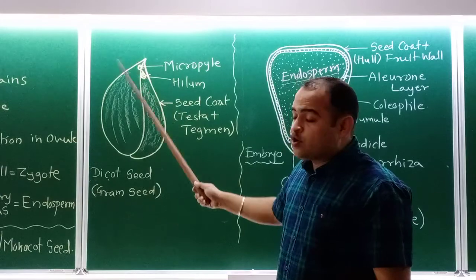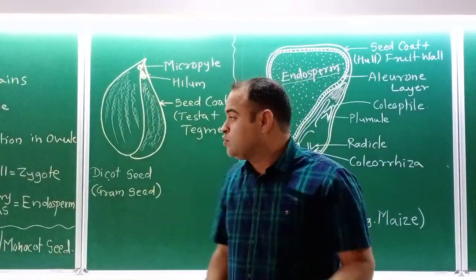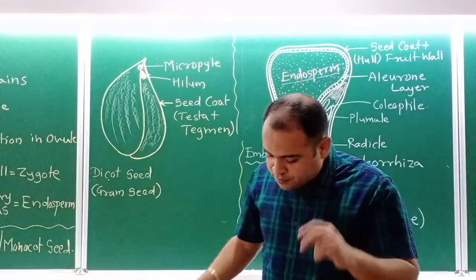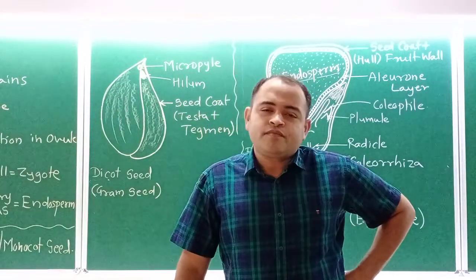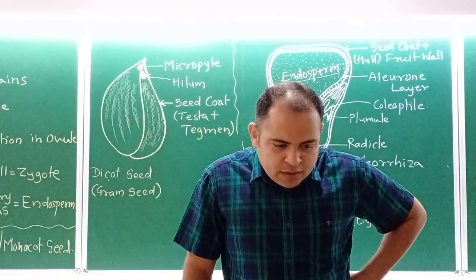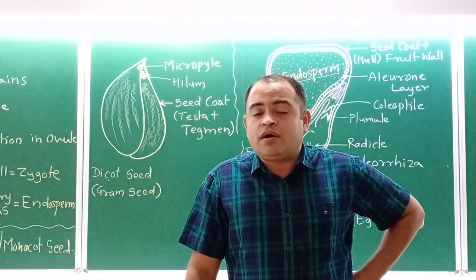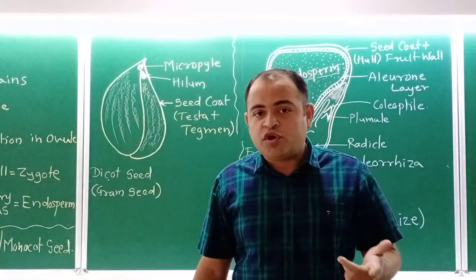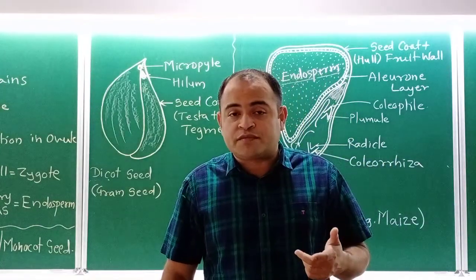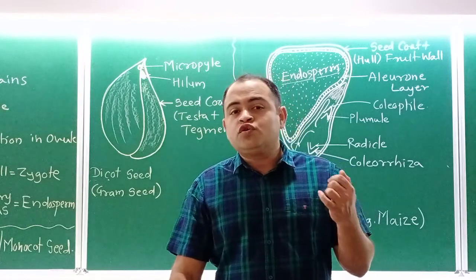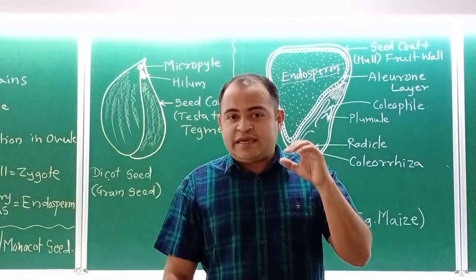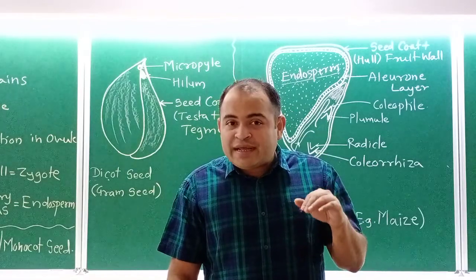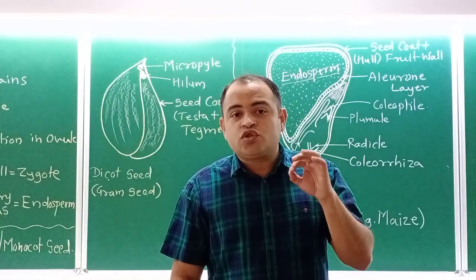So this particular micropyle is present just above the hilum. This is micropyle and this is hilum. Now tell me, what do you think about the necessity of this micropyle, this minute aperture? What is the necessity of this aperture? First of all, when you soak the seed in water, that time water enters. Water enters into the seed through the micropyle.